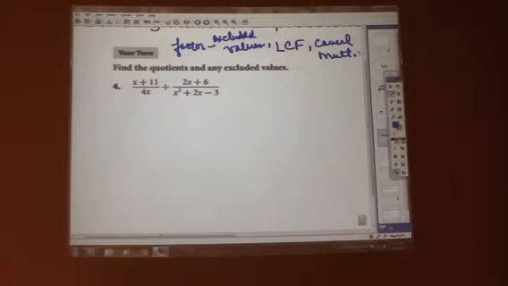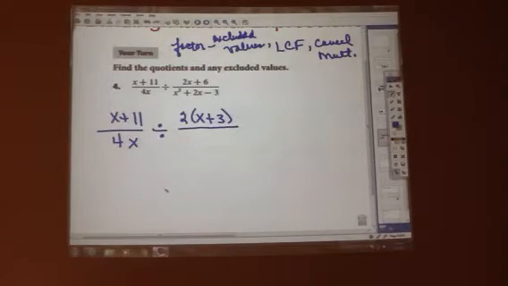Okay? All right, let's factor. Numerator on the left, x plus 11. It stays. Denominator on the left stays. Numerator on the right, take out a 2, which would leave me x plus 3. Denominator on the right, x plus 3, x minus 1.